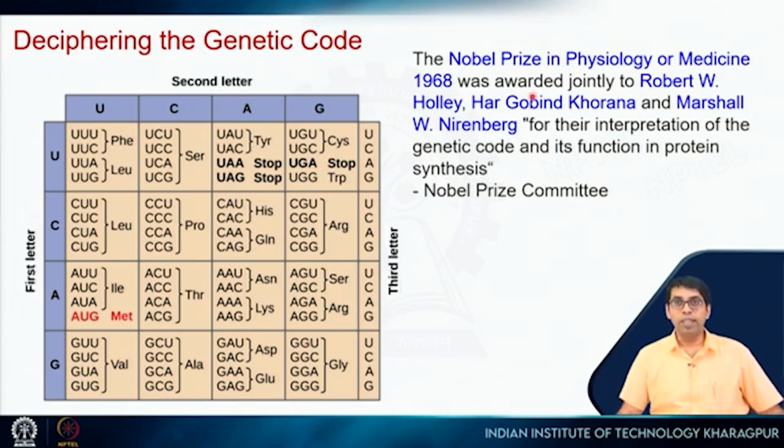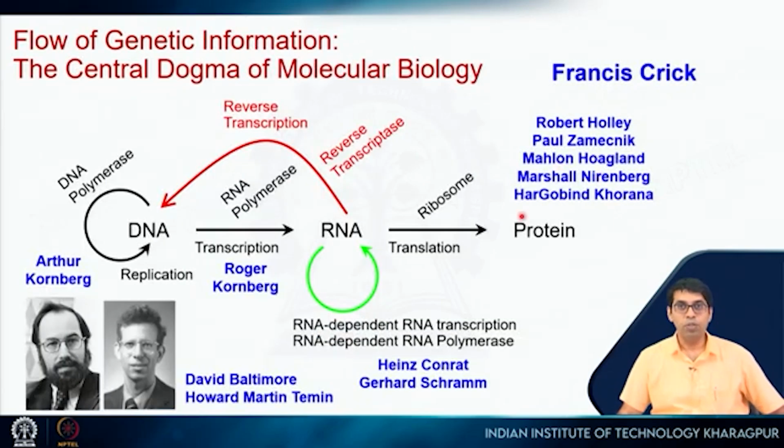So the 1968 Nobel Prize was awarded to Robert Holley, Har Gobind Khorana and Marshall Nirenberg for their interpretation of the genetic code and its function in protein synthesis. So now we know that this part required work from a lot of scientists, and their names are listed here. So what we show as just one slide is actually the contribution of some really smart people working in tandem and figuring out all these different details by doing some really clever experiments.